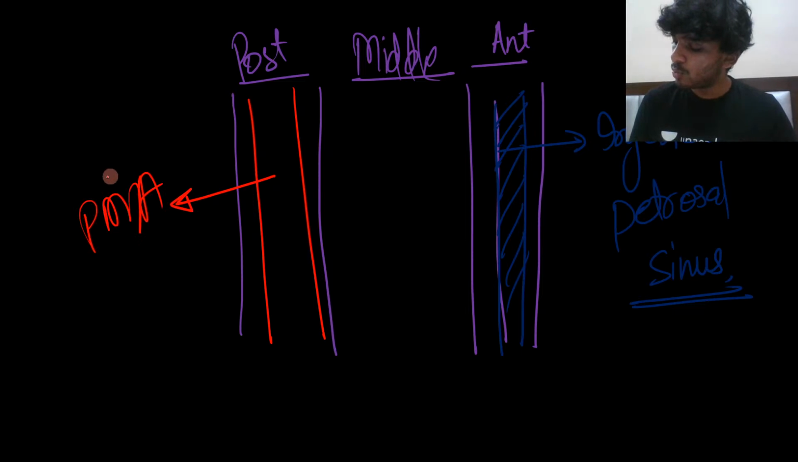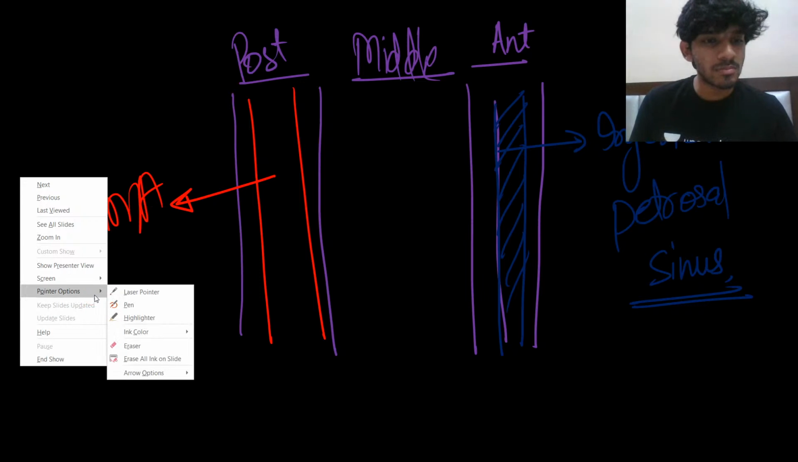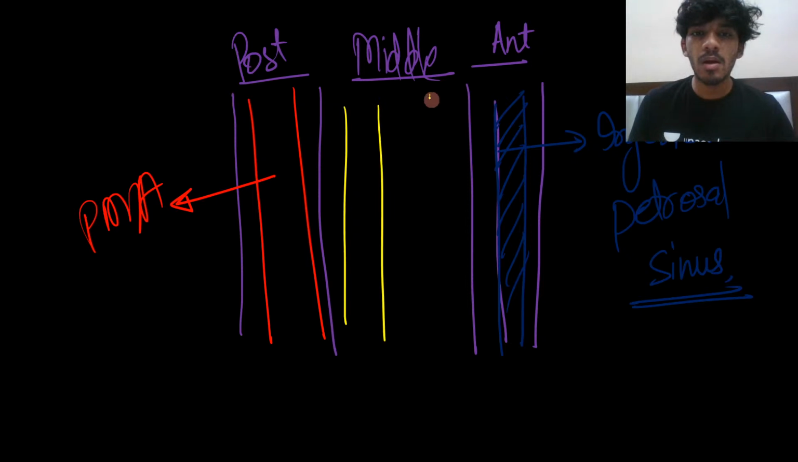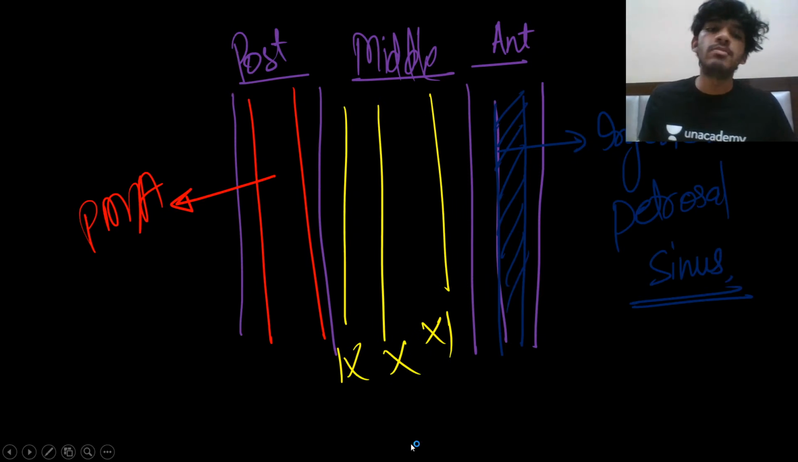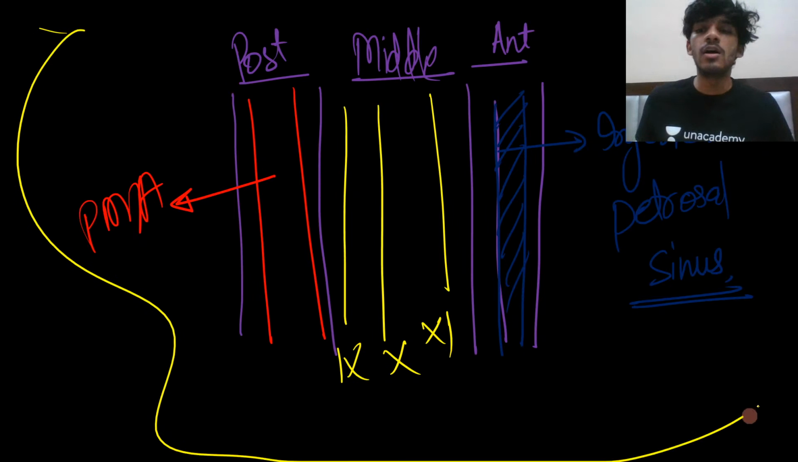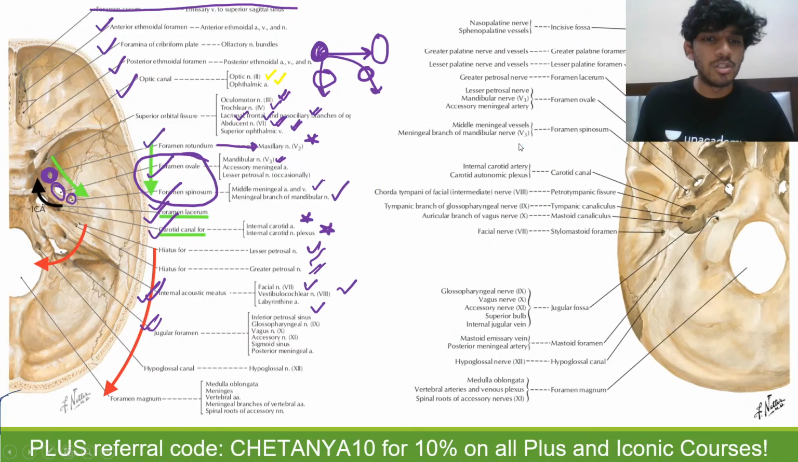And through the middle part, what will pass? Three nerves: 9th, 10th, 11th. Okay, so that's how you have to remember the jugular foramen. Jugular foramen is done. Hypoglossal canal, I already told you on the side. This is present on the side of the foramen magnum. Hypoglossal canal and contents of the foramen magnum, guys.